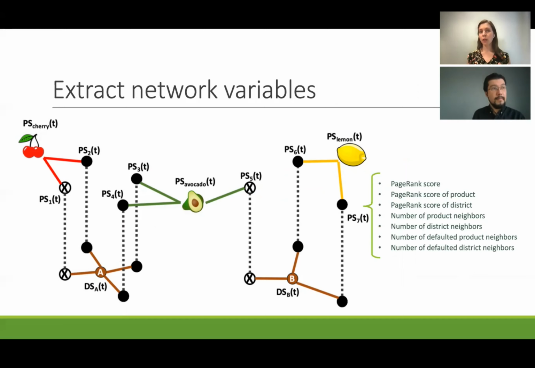And that's when we extract information from the network to put into a tabular data set together with the loan information that we had. And here you can see an example of the variables that we extracted. So we used, for example, the PageRank score itself of the node. We looked at the PageRank score of the product to which this farmer was connected and to the district to which it was connected. We looked at the neighborhood to see how many of the connected nodes had defaulted before, and so on. So we extracted a whole range of different network variables from our network.